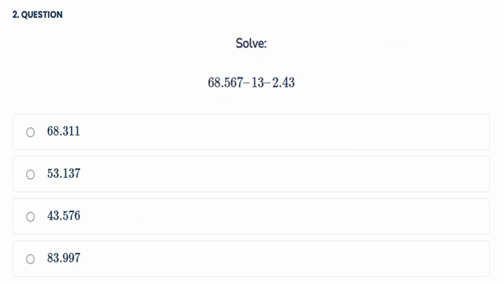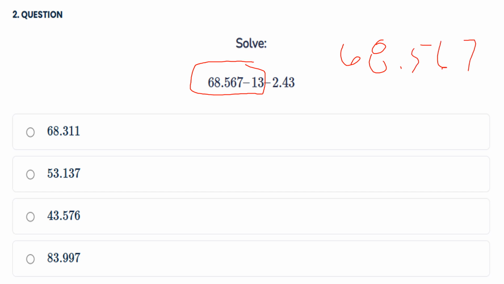Moving on to question number 2, we have another solving for what looks like a very long problem, but just break it down by steps. So we're going to be subtracting 68.567 minus 13 minus 2.43. So let's go ahead and write that number out. We're going to start with subtracting 13 from 68.567.